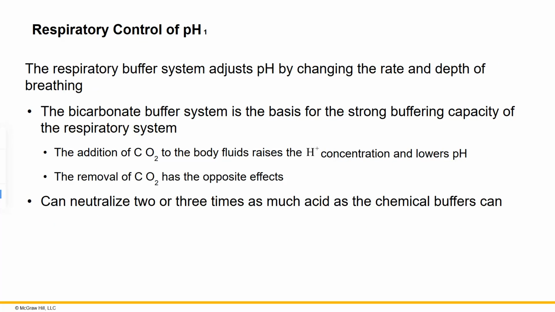The respiratory buffer system adjusts pH by changing the rate and depth of breathing. The bicarbonate buffer system is the basis for the strong buffering capacity of the respiratory system. The addition of carbon dioxide to body fluids raises the hydrogen concentration and lowers the pH. The removal of carbon dioxide has the opposite effect. It can neutralize two or three times as much acid as the chemical buffers can.